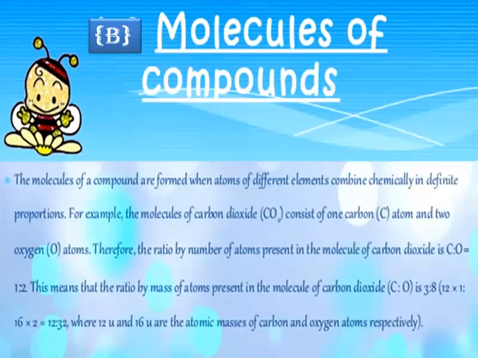Therefore, the ratio by mass of atoms present in the molecule of carbon dioxide is the mass of carbon to the mass of oxygen equals 12 to 32, which is 3 to 8, where 12 U and 16 U are the atomic masses of carbon and oxygen respectively.